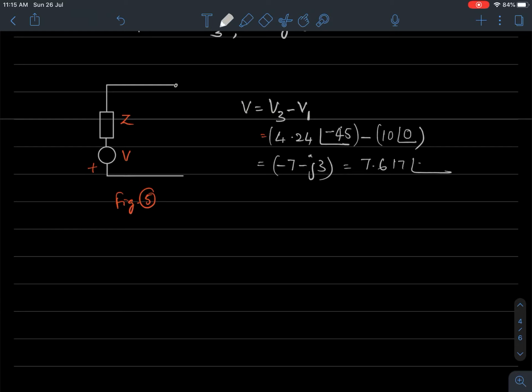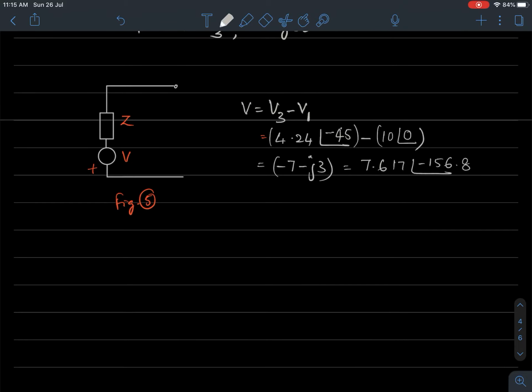This, on conversion to polar, you can write as 7.167 at an angle minus 156.8. That is my V. Okay, so what is my Z equal to? How do I compute Z?